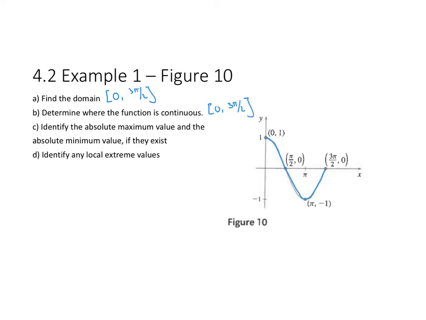So let's take the max for a moment. The max is right here at my endpoint. Endpoints are totally fair game for absolute values. They're not for locals, but we'll talk about that in a minute. So my absolute max is at (0, 1), and my absolute min is down here at (pi, negative 1).